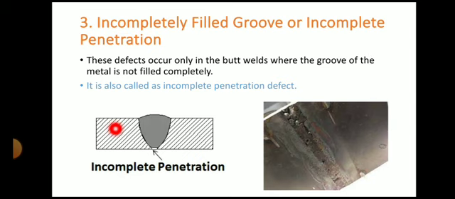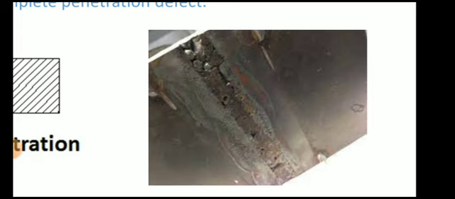Butt joint means if you are placing 2 plates aligned with each other, then that joint form is known as a butt joint, and this defect occurs in the butt joint. It is also called an incomplete penetration defect. So here you can see, this is the incomplete penetration. Metal is not completely penetrated.